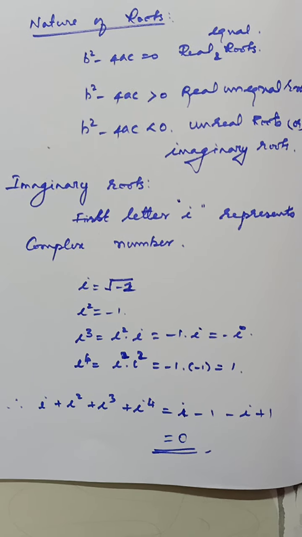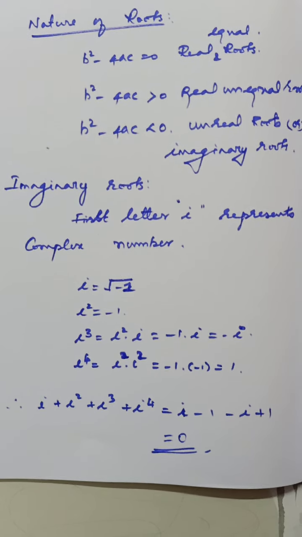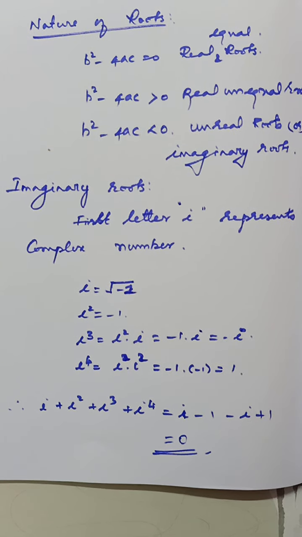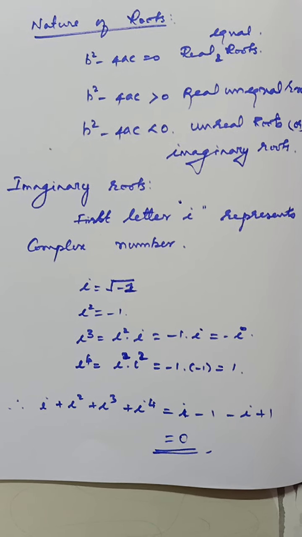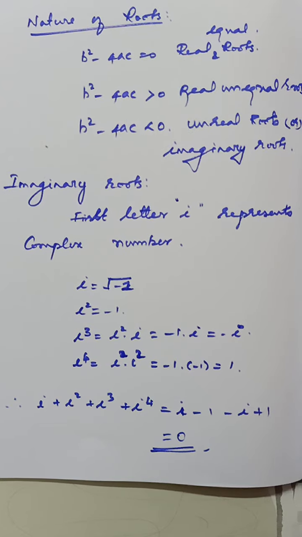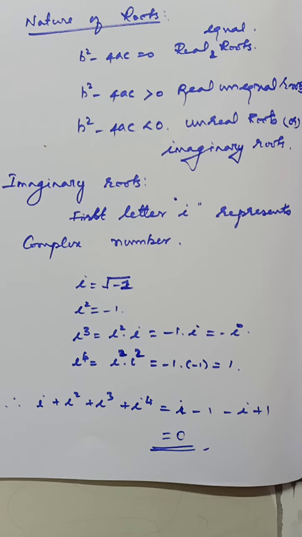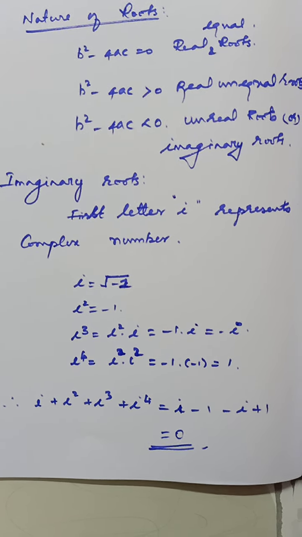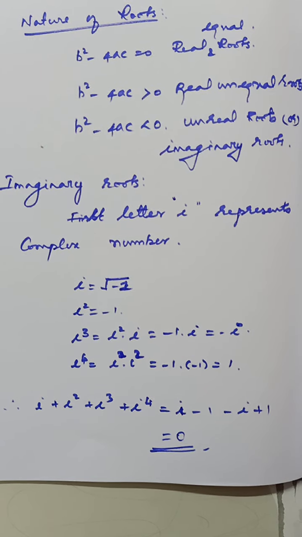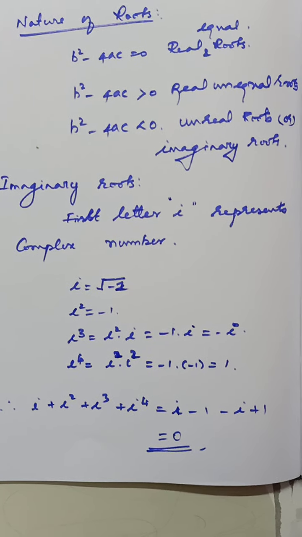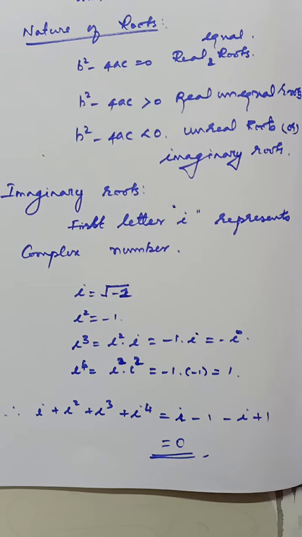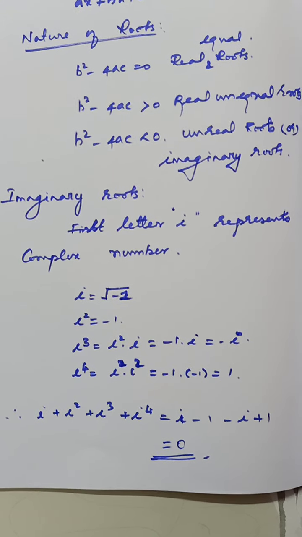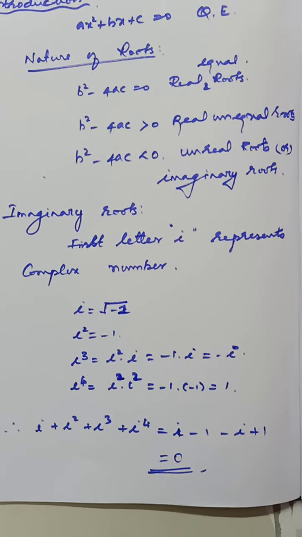And i⁴, you can split into i² into i², that becomes −1 into −1, equal to +1. So what we can conclude is that the sum of four continuous values of i becomes 0. That is i + i² + i³ + i⁴ = i − 1 − i + 1, which is equal to 0. Okay, so this we should know first.